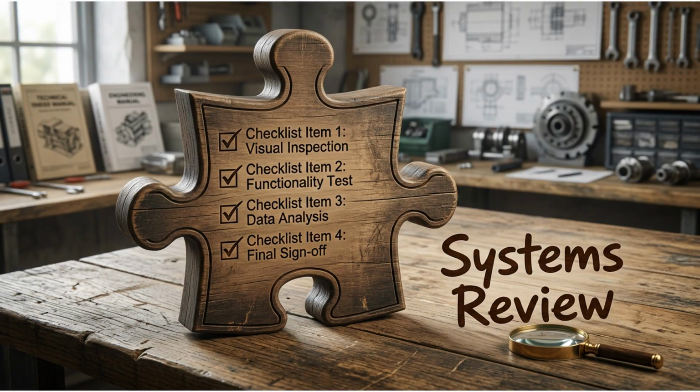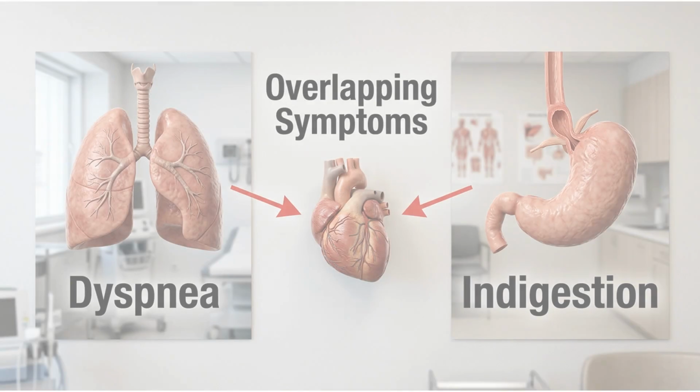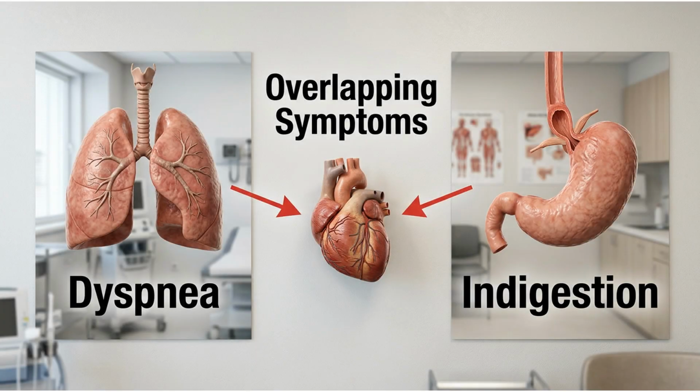A meticulous patient history is the cornerstone of cardiovascular diagnosis and cannot be replaced by technology. It begins with a thorough systems review, as cardiac disease often manifests with symptoms in other organs. For example, dyspnea or shortness of breath might seem like a pulmonary issue, but is a classic symptom of heart failure. Similarly, indigestion can be a sign of gastrointestinal distress or myocardial ischemia.